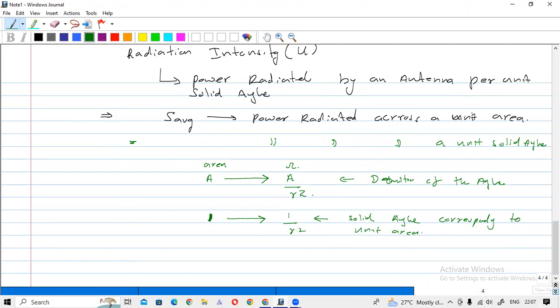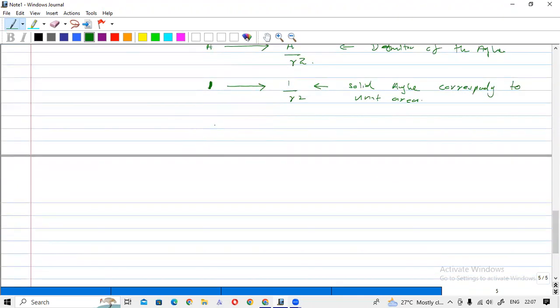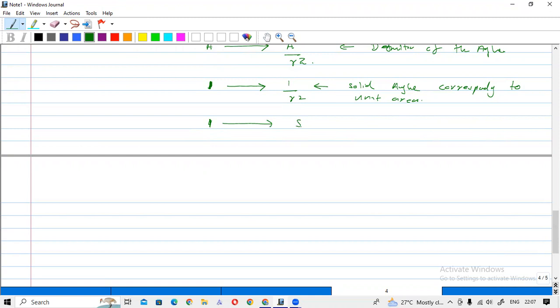Now you know that for unit area, the corresponding power is nothing but S average, the average power density. This is the power across the unit area. For unit area you have this power, the average power density, which you had as a vector.